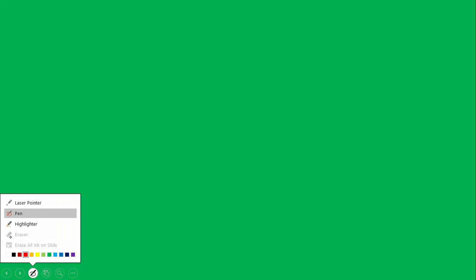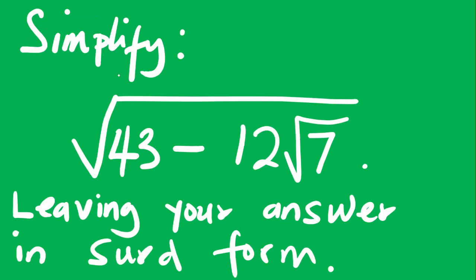Now the problem. The problem is the square root of 43 minus 12 square root of 7. Now I have to put this in the form p minus the square root of q, all squared. For me to do that, I need to change this to this form.